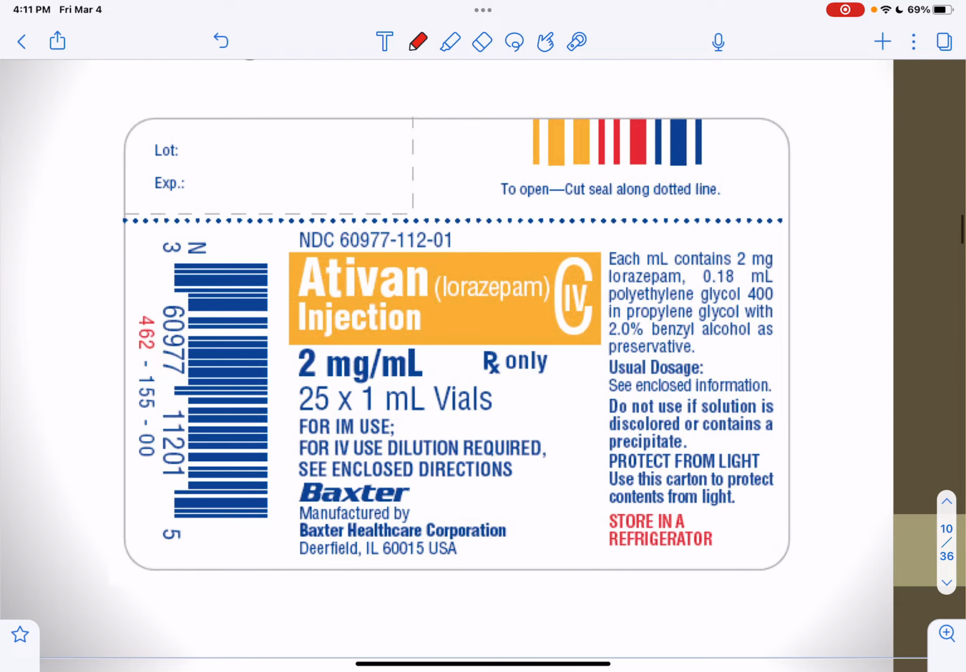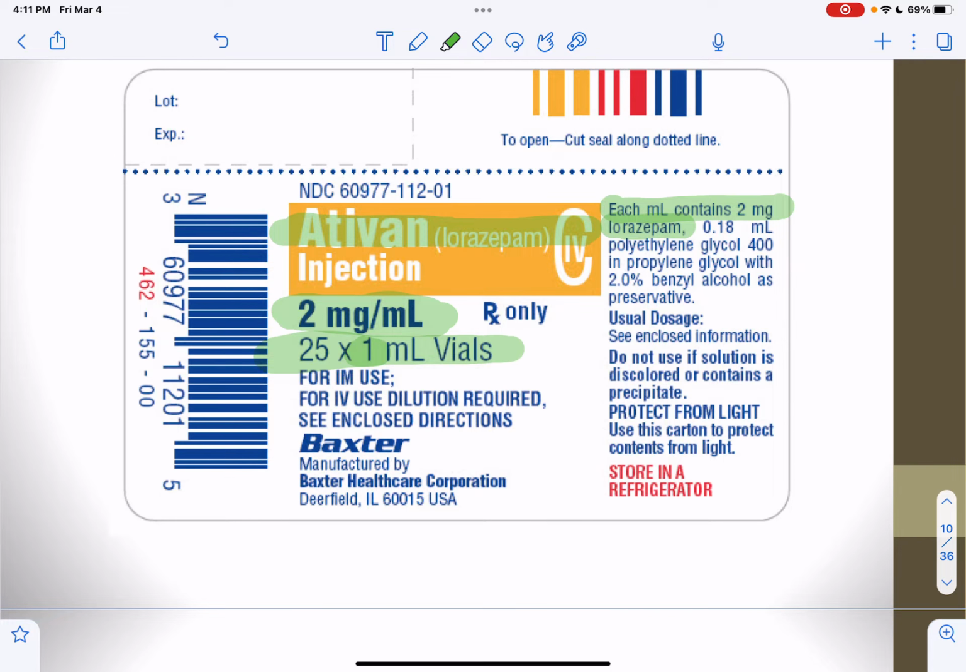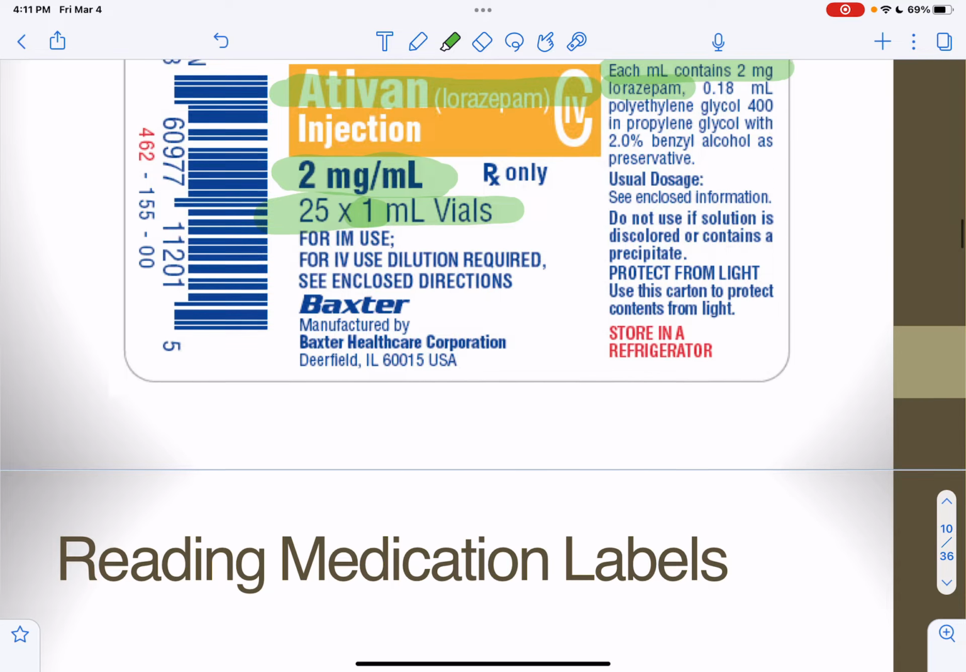Okay, this one for Ativan or lorazepam, there's 2 milligrams for each milliliter. And this must be a large box, right, that has 1 milliliter vials, but 25 of them total. Okay, so each milliliter contains 2 milligrams of lorazepam. So this is probably a single dose vial with 1 ml in it, each one.